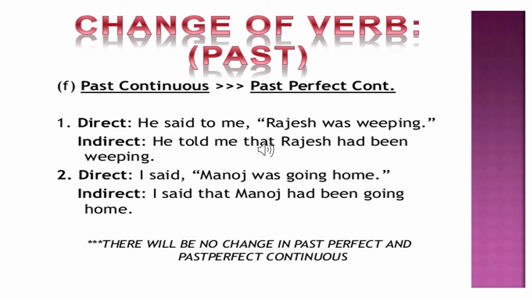Here had gone is in the past perfect form. If the verb in the direct speech is in the past continuous form, then in the indirect speech it changes to the past perfect continuous form. For example, he said to me, "Rajesh was weeping." Was weeping is in the past continuous form, and in the indirect speech it becomes, he told me that Rajesh had been weeping. Had been weeping is in the past perfect continuous form.